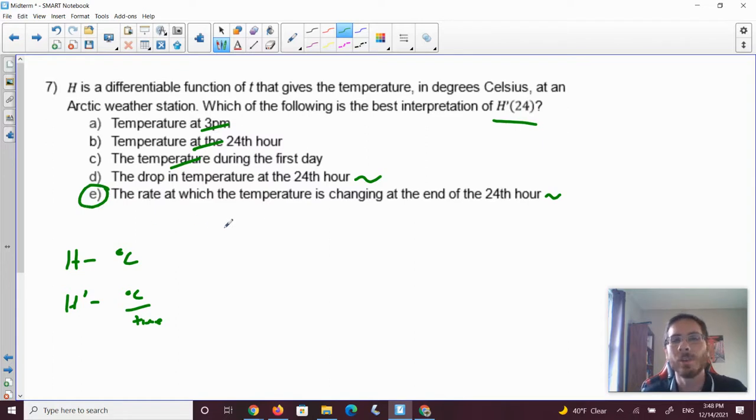This has to be the rate at which the temperature is changing at the end of the 24th hour. Not the overall drop in temperature. Again, depends on the way that you would read the word drop. So if you write it as a rate of change, you don't know if it's going down or up, so you can't pick that one. If you write it as a delta T, again, we're not going over time. It just says at that hour, so we want to pick E.